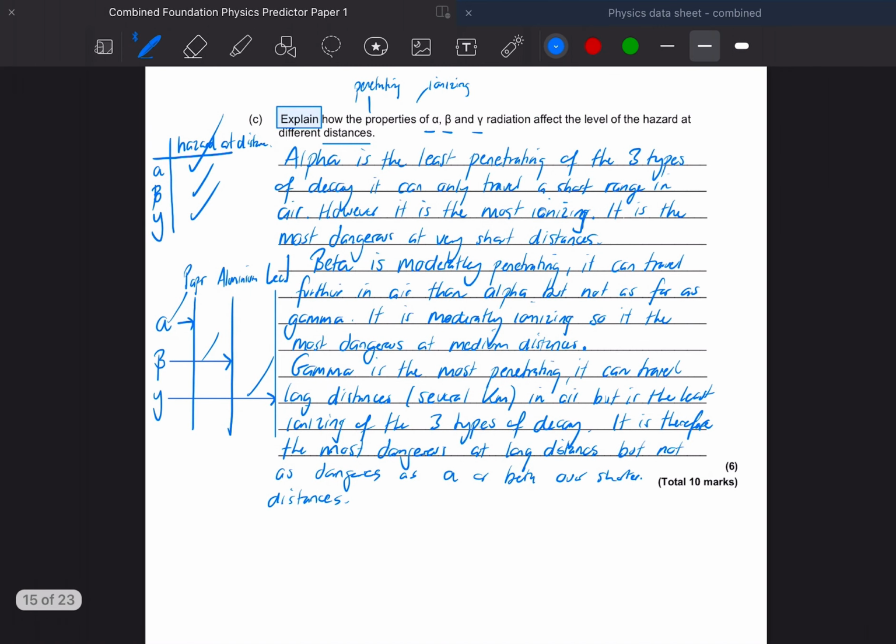Okay, I think that answer there matches up very closely with what I've been asked to do, and therefore I'm going to end my paper there. Hopefully that has helped you out, and you're a little bit more confident with some of those key topics that are going to be asked on the physics paper 1.